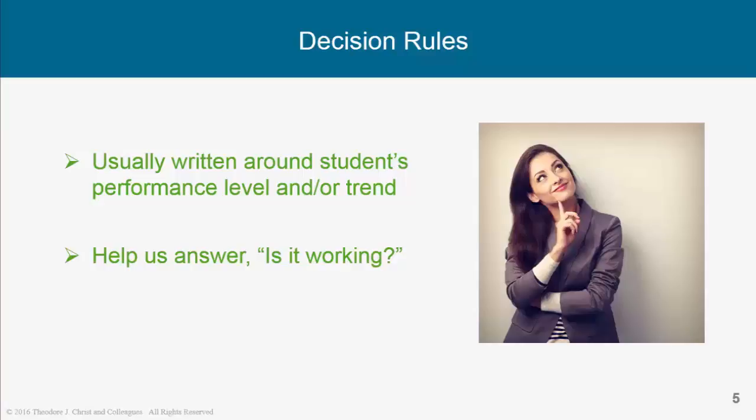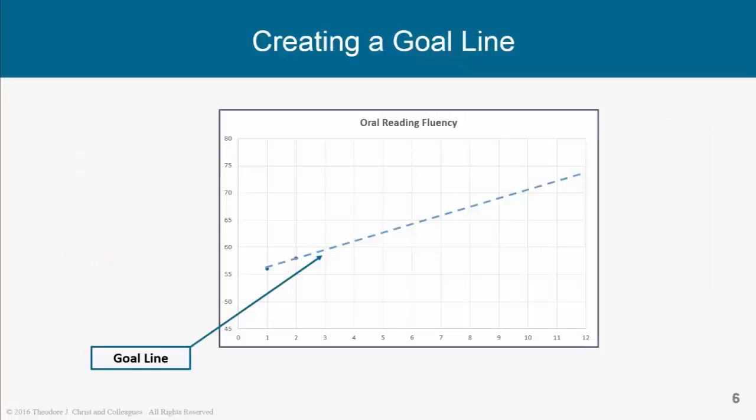Decision rules are usually written around a student's level or trend of performance, and they're also how we can reliably and confidently make decisions about whether or not a program is working. So in the problem identification phase of the problem-solving model, we determine the baseline performance, usually through benchmarking. Then in plan development, we establish a goal of expected performance.